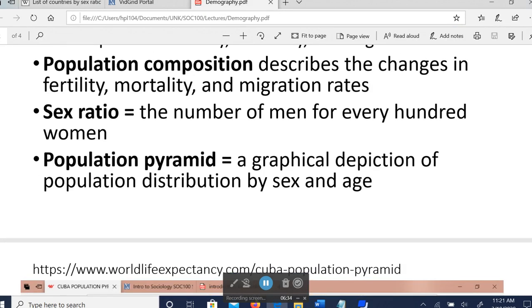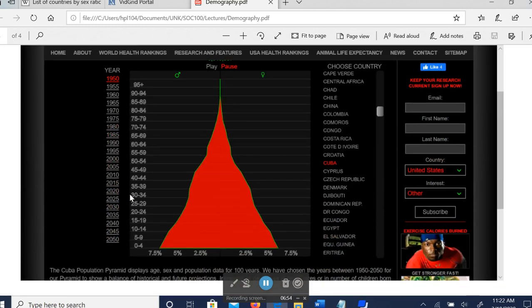And your book also mentioned population pyramid. It's just a graphical depiction of how population in a given country, in a given city, or in a given state are distributed by age and by sex. This is what we mean by a population pyramid. On one side, it shows the male population. On the other half, it shows the number of percentages of female populations in different age groups. This is what we mean by population pyramid.